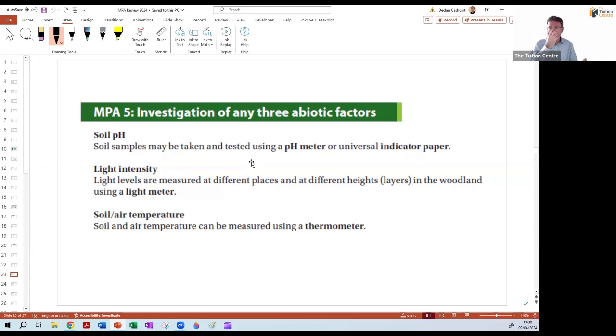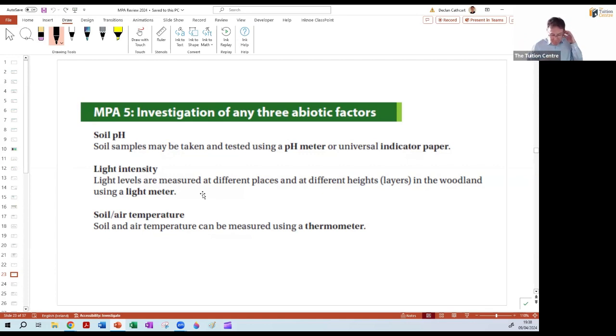They're not the answers. They're guidelines to the examiner as to what constitutes right answers. Okay, abiotic factors. I picked these, but you can pick any ones you like. I picked these 3 because for each one of them, you use a meter to measure the factor. So for soil pH, you use a pH meter, for light intensity, you use a light meter, and you use a thermometer for temperature. You can use universal indicator paper for soil pH, but you can remember that it's a meter for each of these 3 things.